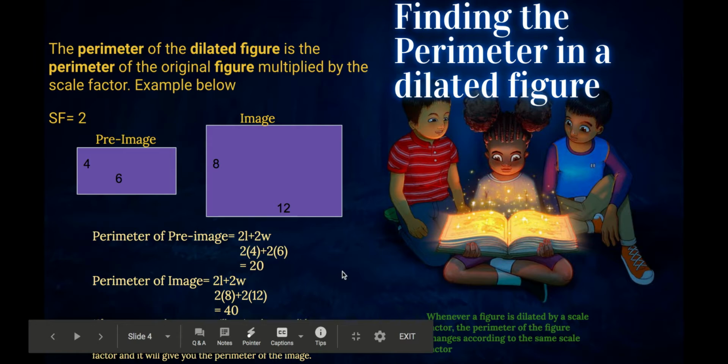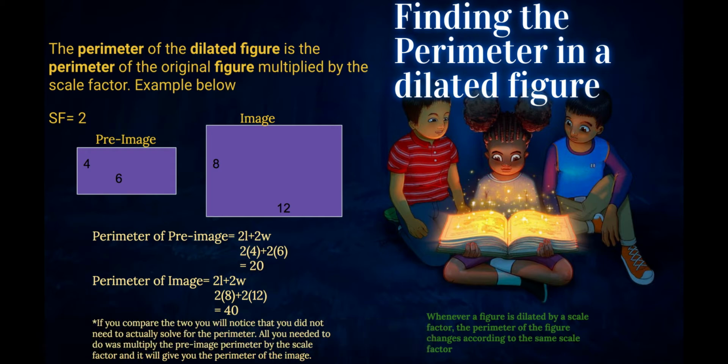Now the perimeter of my image is the same thing, 2L plus 2W. So 2 times 8 is 16, 2 times 12 is 24, 16 plus 24 is 40. Now, if you compare the two numbers, we got 20 as the perimeter of our pre-image and 40 as the perimeter of our image.